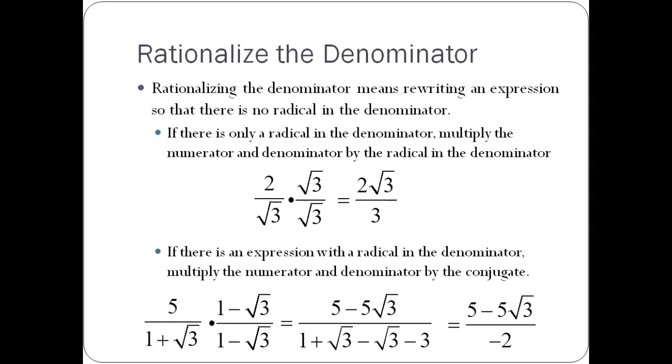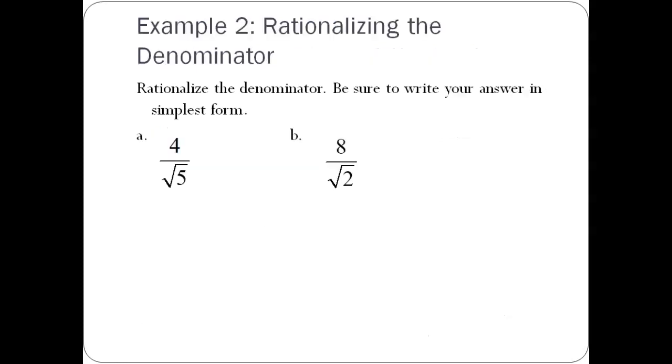All right, let's take a look at example 2. Rationalize the denominator. Be sure to write your answer in simplest form. All right, so for both of these, it looks like we just have a radical in the denominator. So we can multiply both numerator and denominator by the radical in the denominator. So for this first one, I'm going to multiply by root 5 over root 5.